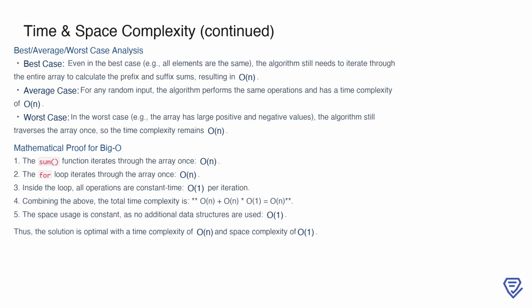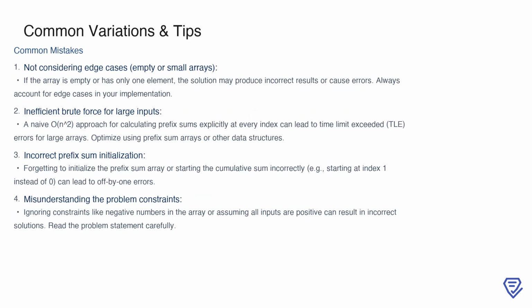Mathematically, this is confirmed as the sum function iterates through the array once, contributing O(n), and the subsequent for loop iterates through the array once, with constant time operations inside the loop. Together, this yields O(n). As for space usage, the lack of additional data structures ensures that the space complexity stays O(1). Therefore, this solution is both time optimal and space efficient, with complexities of O(n) and O(1), respectively. When tackling this problem, there are a few common mistakes to watch out for.